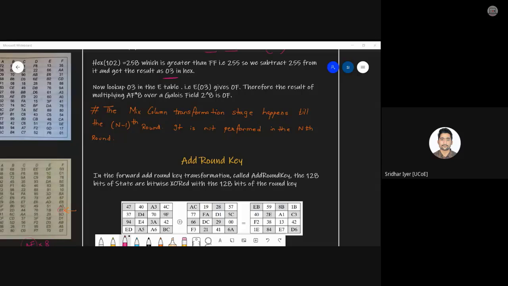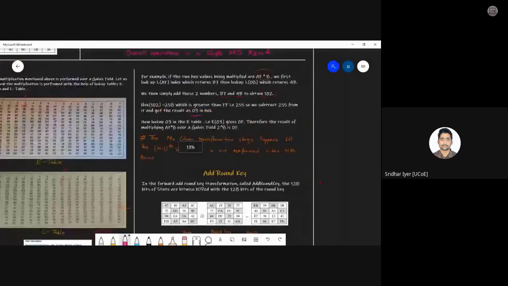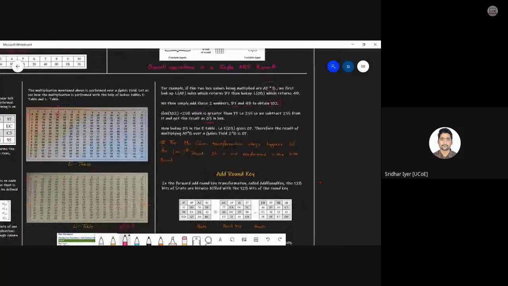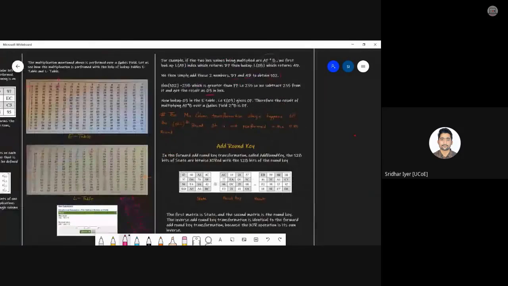So refer to that. I have copied these diagrams from there only. It's a very good book. It is mentioned in your syllabus also, so refer to that and you will get the answer. Am I clear with this explanation of mix column transformation? Obviously, I know today's session was a very heavy session because we have completed the entire topic. Fine. Any doubts with this?